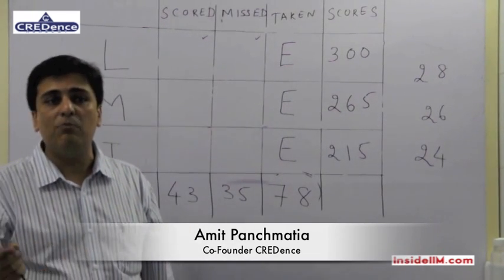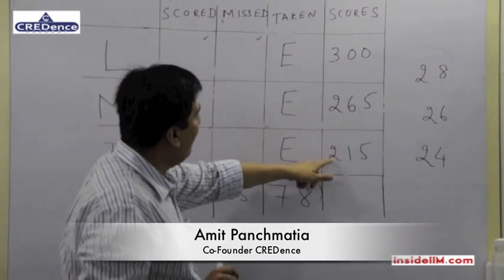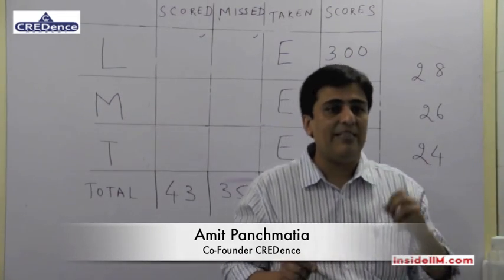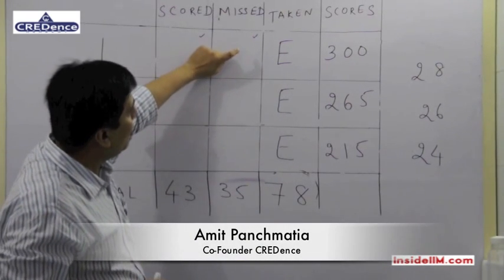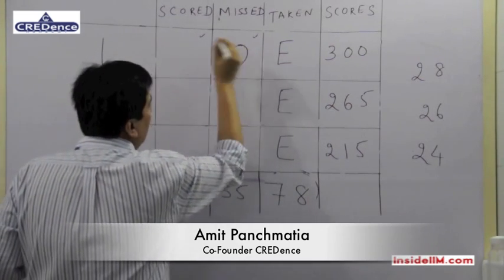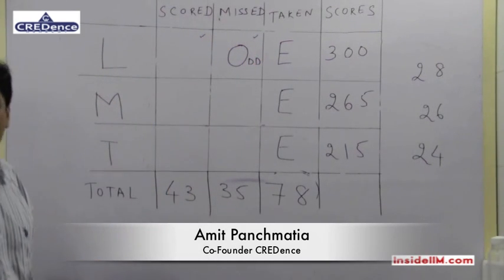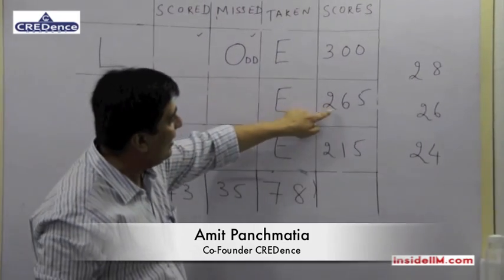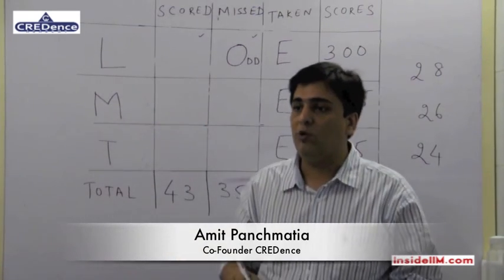Now let's look slightly more detailed. Messi and Tevez have scored 265 and 215 points respectively, which means the number of goals missed by Lampard has to be an odd number. Why does this have to be odd? Because if this is odd, only then can their bonus points be a multiple of 5 which ends in 5, and hence their total score will be an odd number.